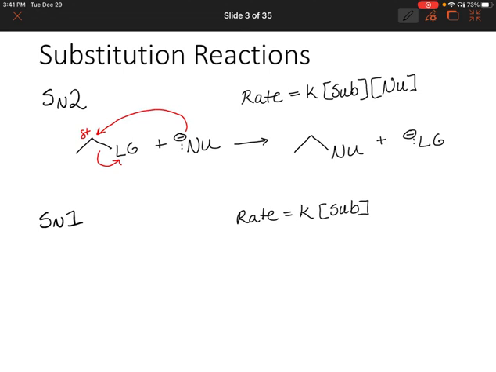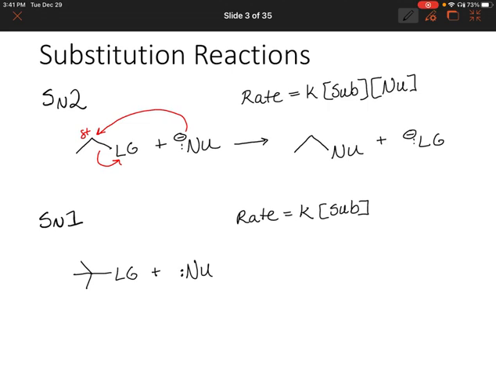So let's say we have a substrate with a leaving group, and we've got our nucleophile. And remember, for SN1 reactions, the nucleophile is weak or stable. It's kind of weird that we say it's weak and stable. Normally we would think strong and stable, but it's a weak nucleophile, which means it's stable and doesn't want to react as quickly as an unstable nucleophile.